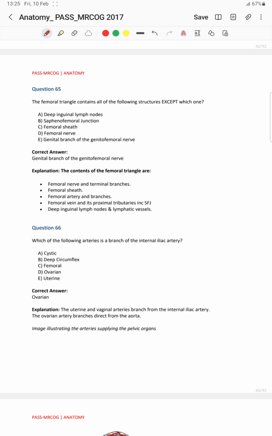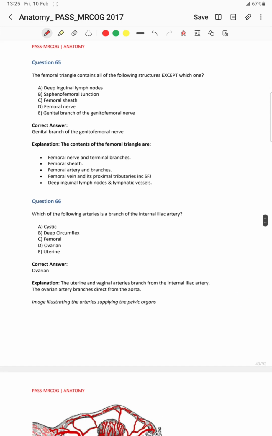Okay, now the next question is about the femoral triangle. It contains all of the following except which? This question is an "except" question, so there will be one thing which is not present in the femoral triangle, but the rest will pass through it. So first of all, we should know the composition of the femoral triangle. If this is a visual view of the femoral triangle, what is going to pass through it?